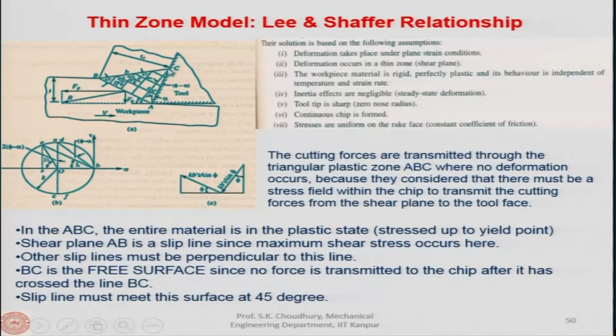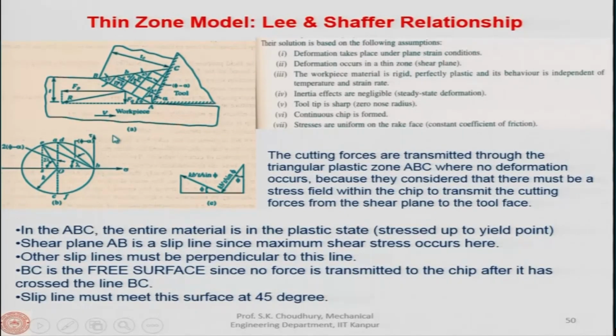BC is the surface we are calling a free surface, because no force is transmitted to the chip after it has crossed the line BC. See, what happens is that force is being transmitted from here to here, and this is the plastically deformed body. Therefore, forces will not be transmitted. Once the force is transmitted, the chip is formed and is removed along the rake face. The chip is formed here. So, the slip line must meet the surface at 45 degrees.